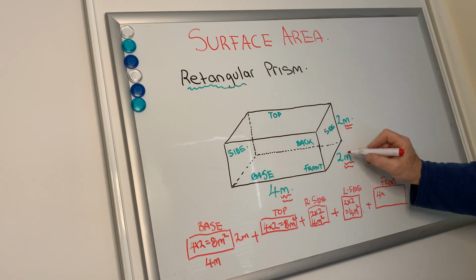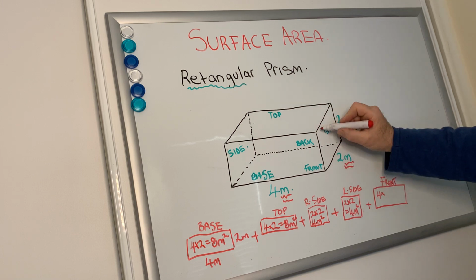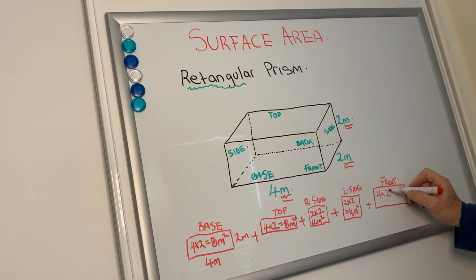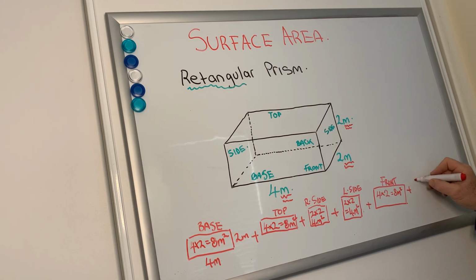Same thing. In this instance, the height is 2 meters, okay? 2 meter height, so 4 by 2 meters. 4 meters by 2 meters is equal to 8 meters squared. Plus the back. The back, which is also 4 meters by 2 meters, which is equal to 8 meters squared.